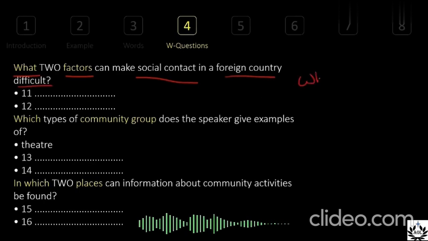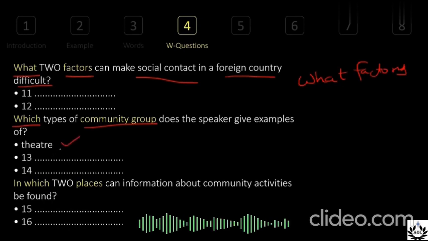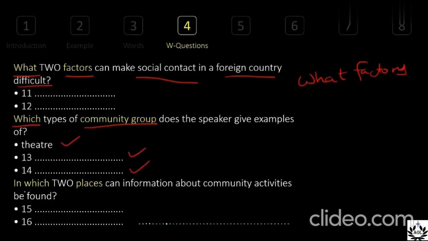So here you have to look for what factors. In the second one, you can see which community group. So there must be names for community groups. First they have given an example, theater. Watch out for these examples as well. Now we have 13 and 14, you have to provide community groups. Number third, in which places. So in which 2 places means again they have to talk about places. So you see, this is how we guess the answer by understanding the question itself.